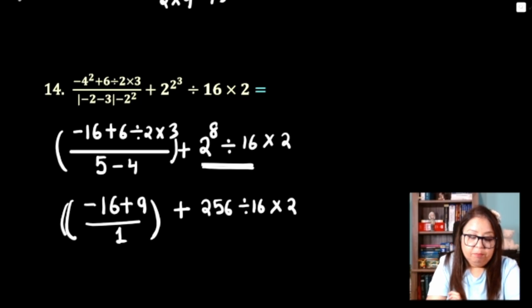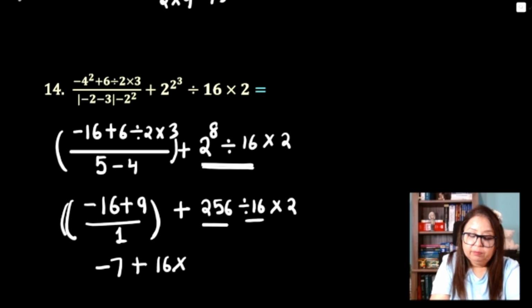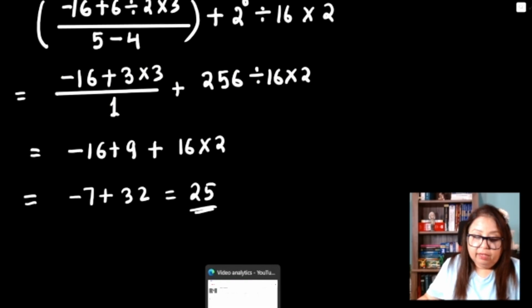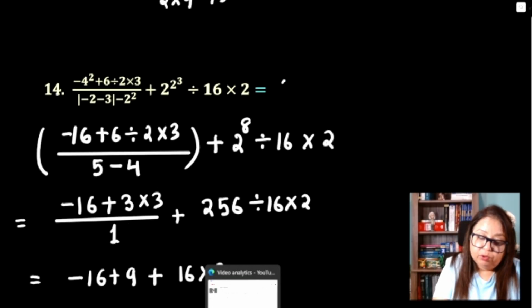What do we get? Minus 16 plus 9. That is equal to minus 7 plus 256 divided by 16. That is 16 times 2. This is going to be minus 7 plus 16 times 2, which is 32. What is 32 minus 7? That is equal to 25. So the answer for number 14 is 25.